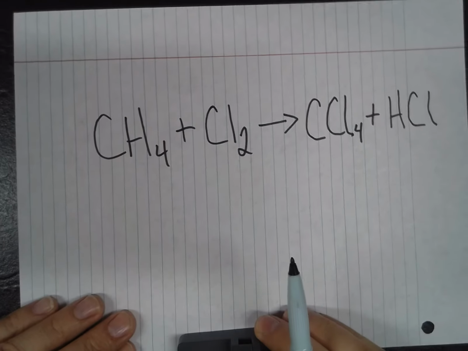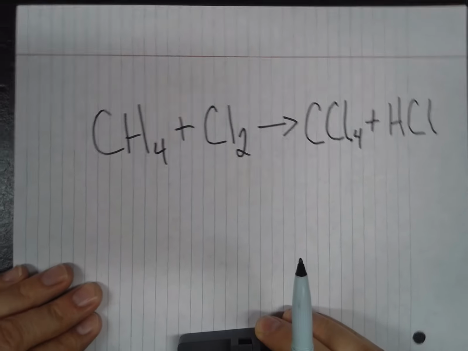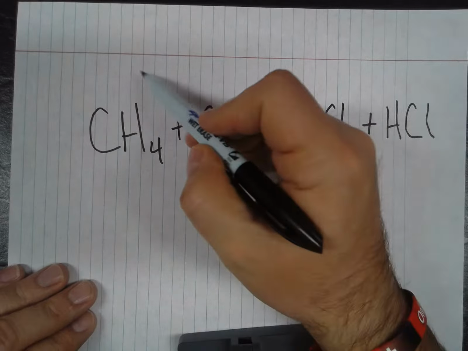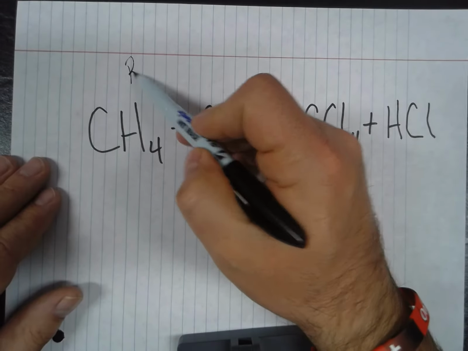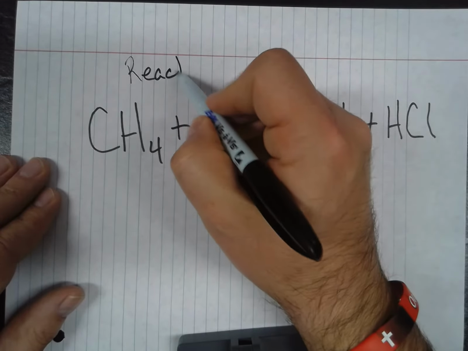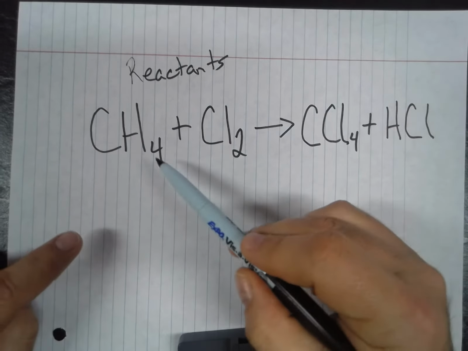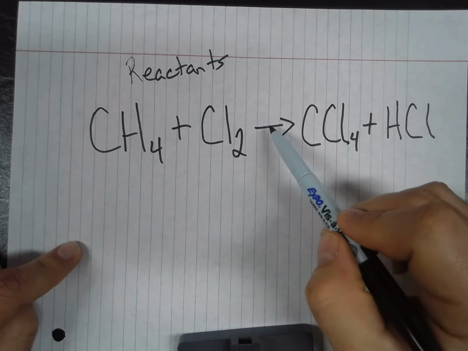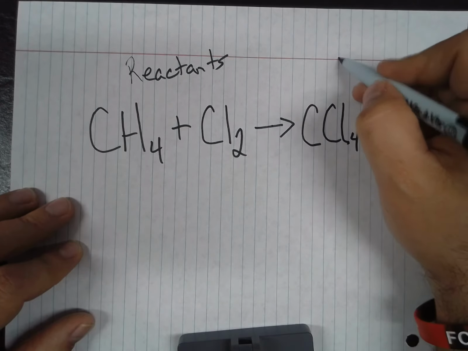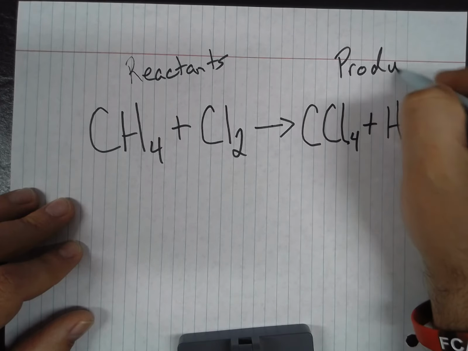Okay, the next one. So I gave you an example of a balanced chemical equation. Now let's look at one that is unbalanced. Again, these are the reactants. I'm taking these substances and I'm going to chemically combine them. They are going to react. They are going to make or produce new products.